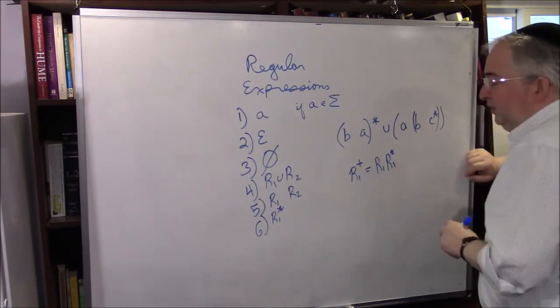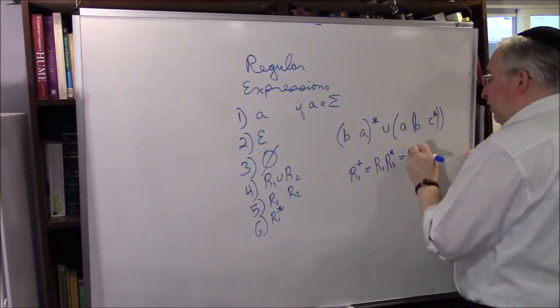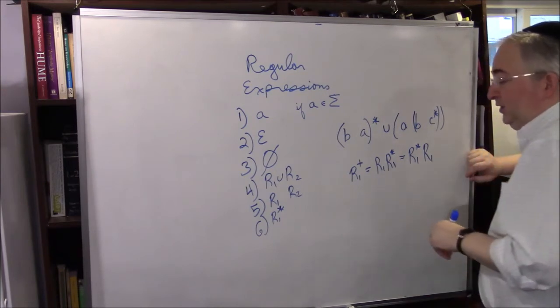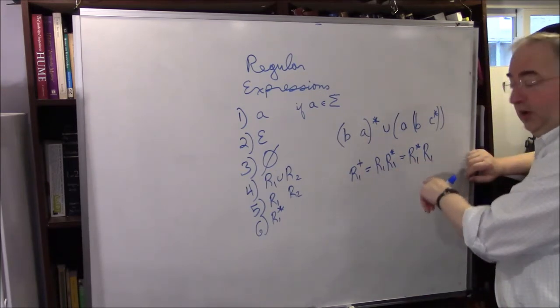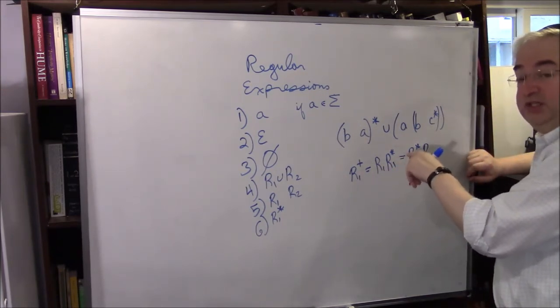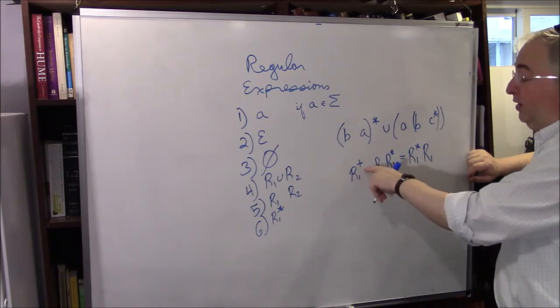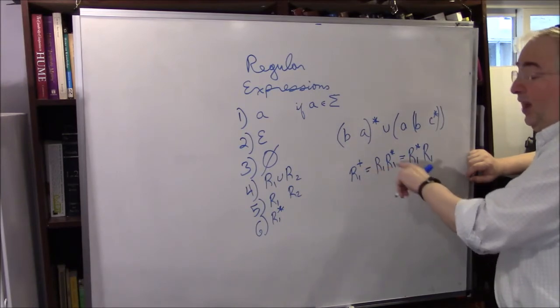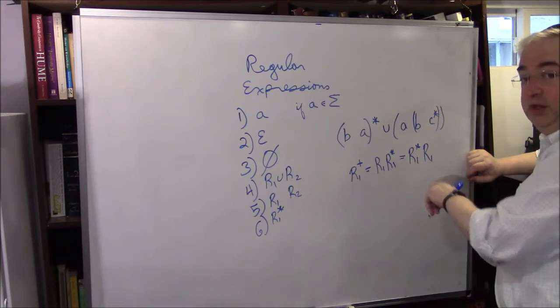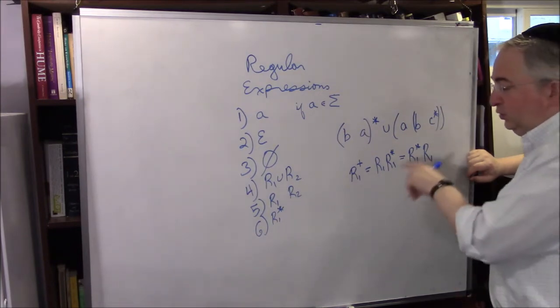R1 star. Okay? Well, another way of writing it is R1 star composed R1. In other words, it's 1 or more. Whereas R star corresponds to 0 or more, R1 plus is 1 or more. I don't care if you put the 1 on this side or the 1 on this side. Okay, so we'll be using plus also.